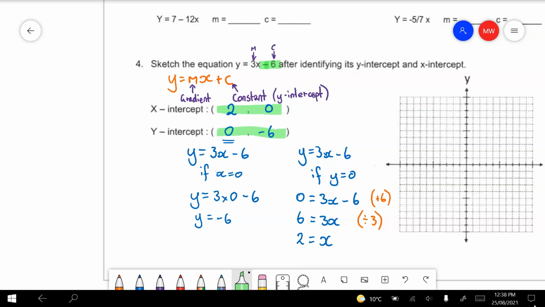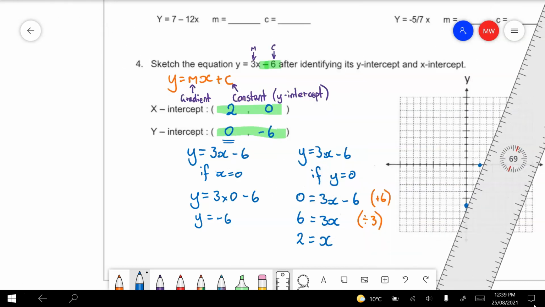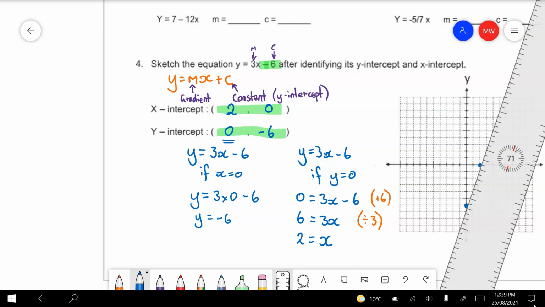Let's plot them. When we plot them, if I plot my x-intercept first, I go always x before y, so I cross 2, y value of 0, and then if I plot my y-intercept, I've got that when x is 0, y is -6, and then you get yourself a ruler, and you draw yourself a line.